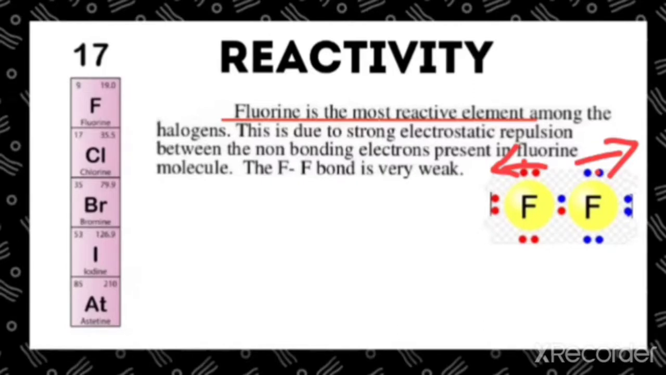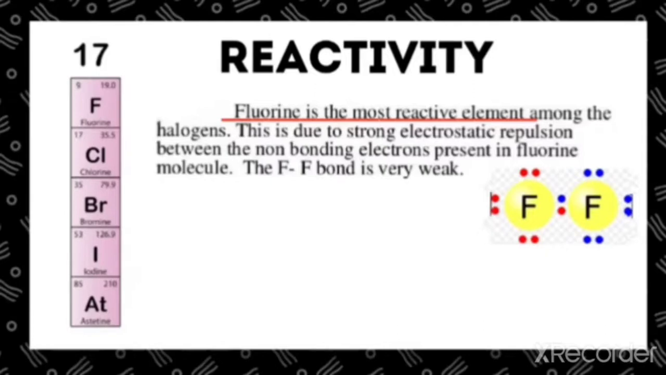Due to this repulsion, the F-F bond becomes weak. That means this bond becomes weak so that it can easily be broken. So this is the most important point. Because of this reason, fluorine shows extremely high reactivity among the group 17 elements. That is, due to the smaller size, lone pairs are closer, therefore electrostatic repulsion takes place between the lone pairs. As a result, the F-F bond becomes weak, so it is easily broken down.